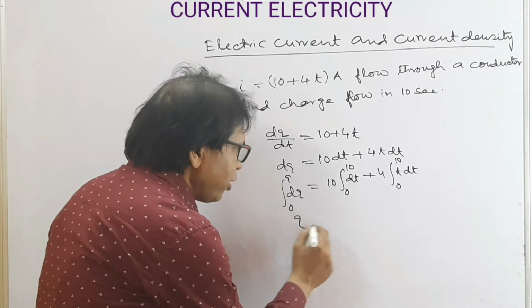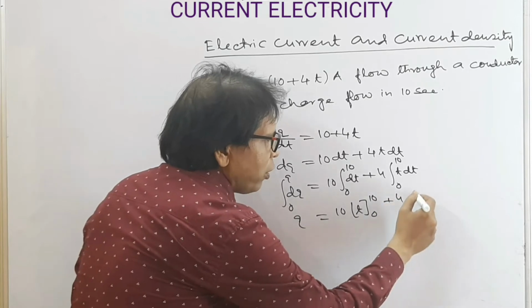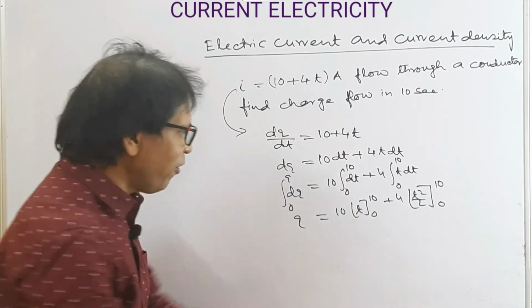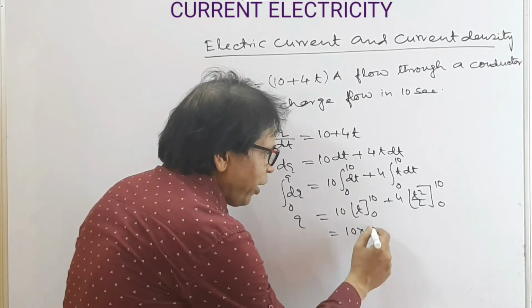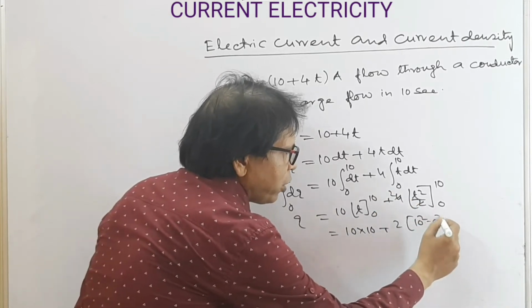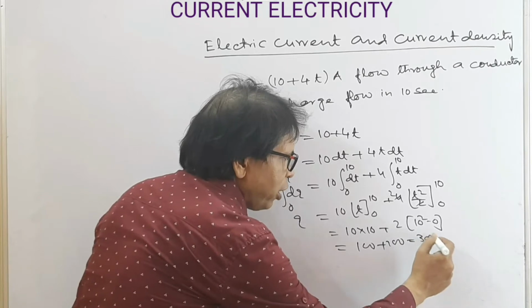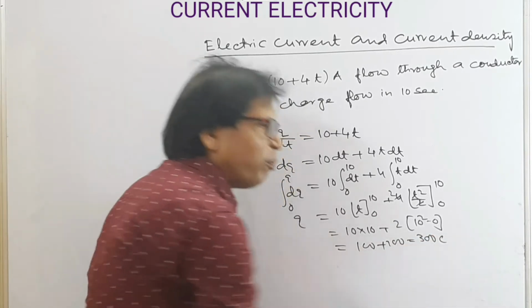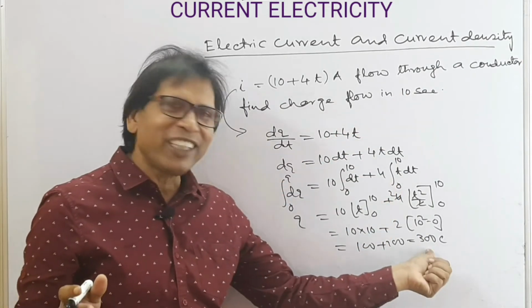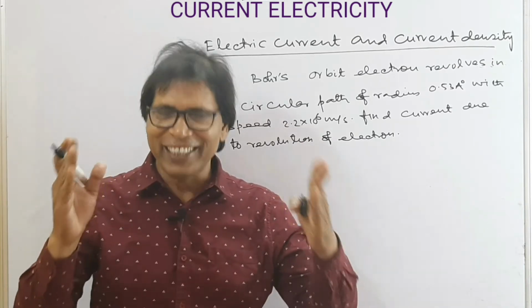Now this is q equals 10 into t from 0 to 10, plus 4 into t square by 2 from 0 to 10. So this is 10 into 10 plus 2 into 10 square minus 0 square, so 100 plus 200, therefore 300 coulomb. So the amount of charge flow in 10 seconds is equal to 300 coulomb. Understood?